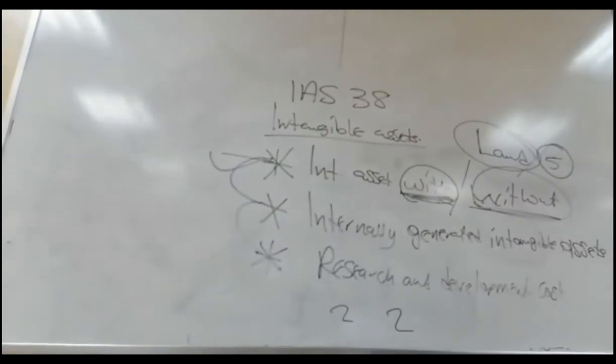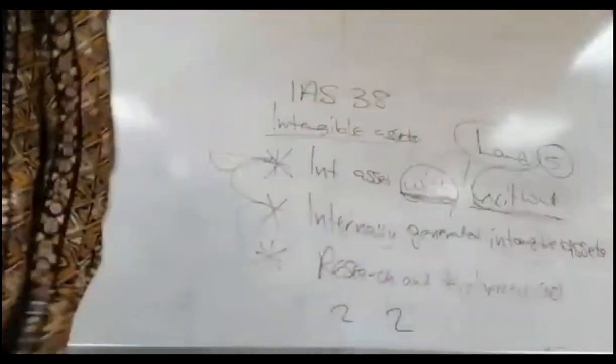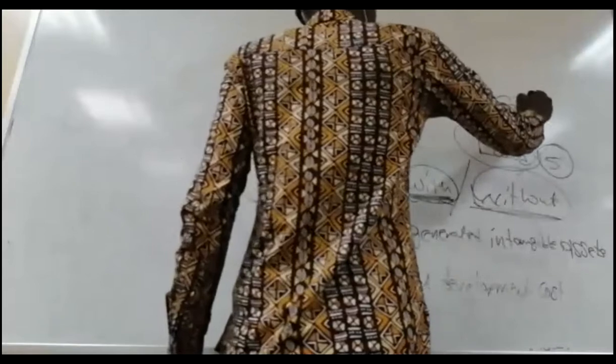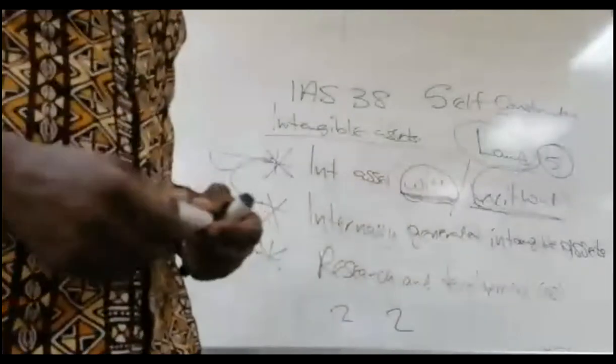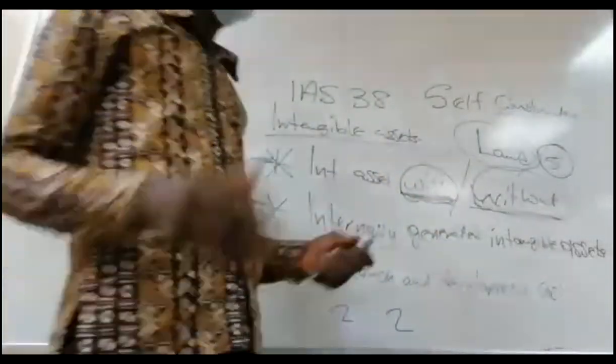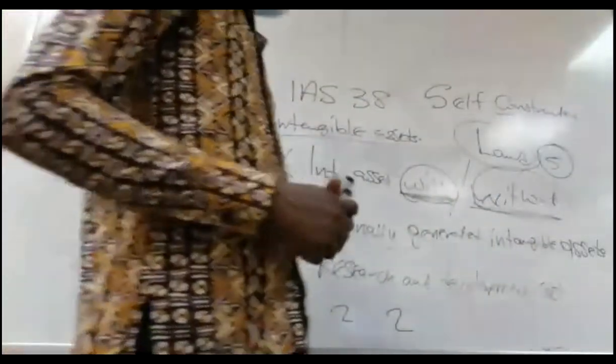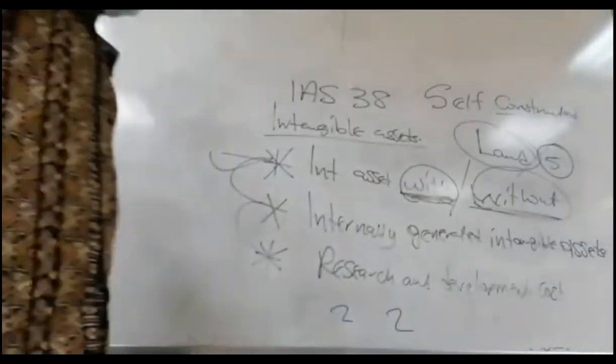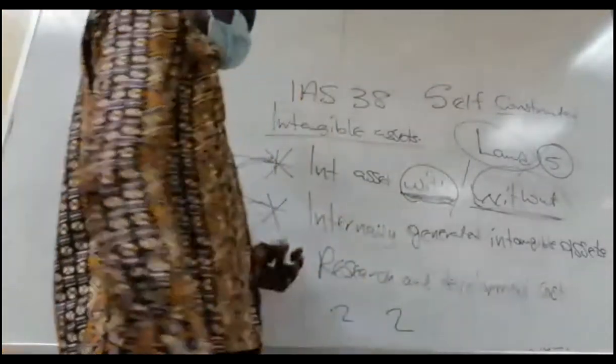Now, when it says internally generated intangible assets, it can be software created by the company itself. Here we are talking about a self-constructed asset, or self-manufactured assets. For instance, the IT department and the accounts department team up to generate accounting software called Cash Master. So how do you treat such software?